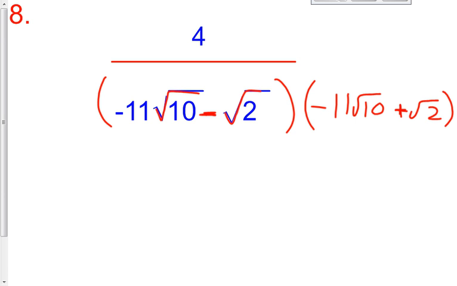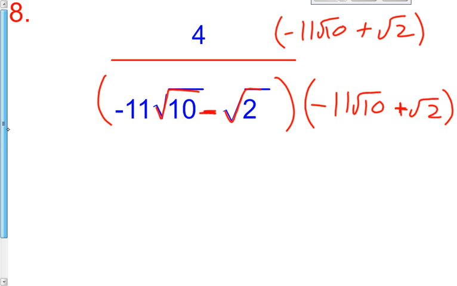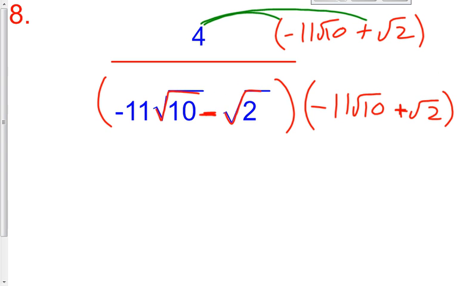What you do to the bottom, you must also do to the top. So multiply the top also by negative 11 square root 10 plus square root 2. All right, let's distribute the numerator. So when we distribute that 4 times both of these two terms, 4 times the negative 11 is a negative 44 square root 10. And 4 times the square root of 2 is a positive 4 square root 2.